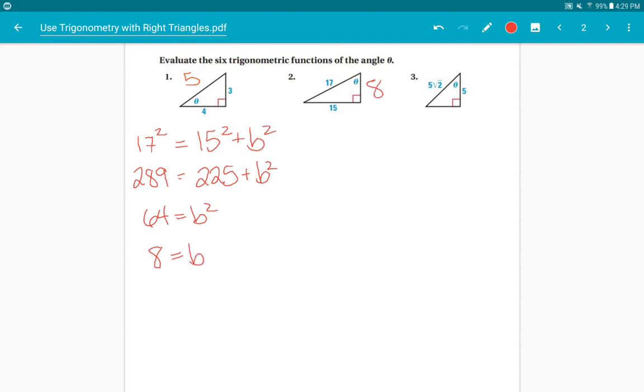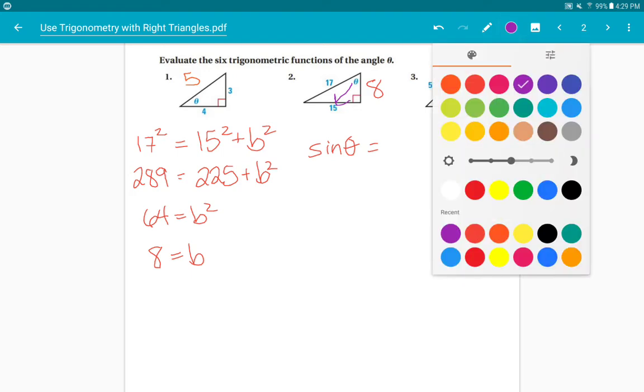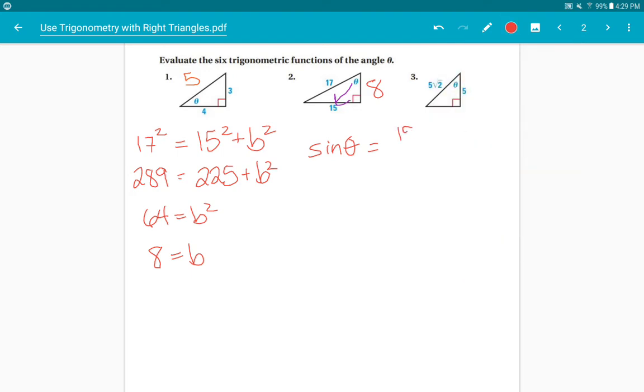And then we want to find our ratios. So we'll start with sine. Sine is opposite over hypotenuse. Again, we have to pay attention to where this angle is. The side opposite is going to be 15. So that's 15 over the hypotenuse, which is 17. Cosine theta is the adjacent side, so that's 8 over 17. Tangent theta is going to be opposite 15 over adjacent 8.